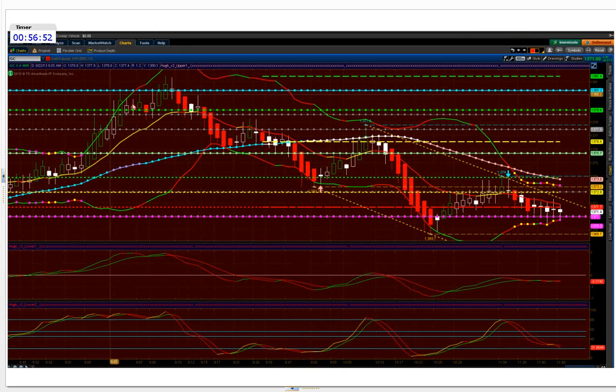Now, if this chart's too busy for you, you can turn off the various parts of it, and you can use the parts that you want to use. But once you get used to what these particular pieces of information are, you're going to probably want to keep them on your chart if you're day trading.